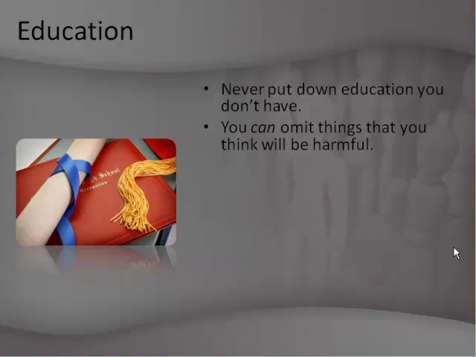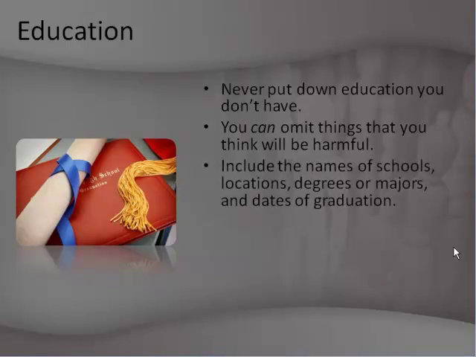So put down any information that you think is going to be helpful, but feel free to omit anything that won't be helpful. Include the names of schools, locations, degrees or majors, and dates of graduation. Remember, all that information, maybe you're an alumni to the same college that they are, has the possibility of helping or possibly hurting your chances. But you definitely want to put it down. If your grade point average is fantastic, like 3.7 or whatever, then put it down.